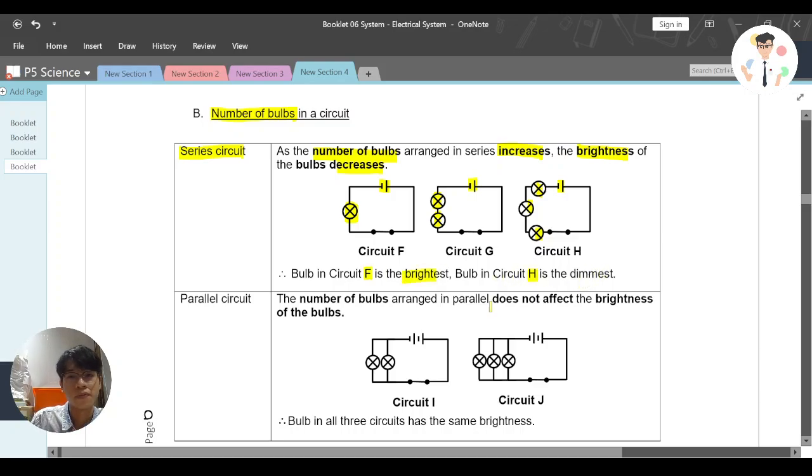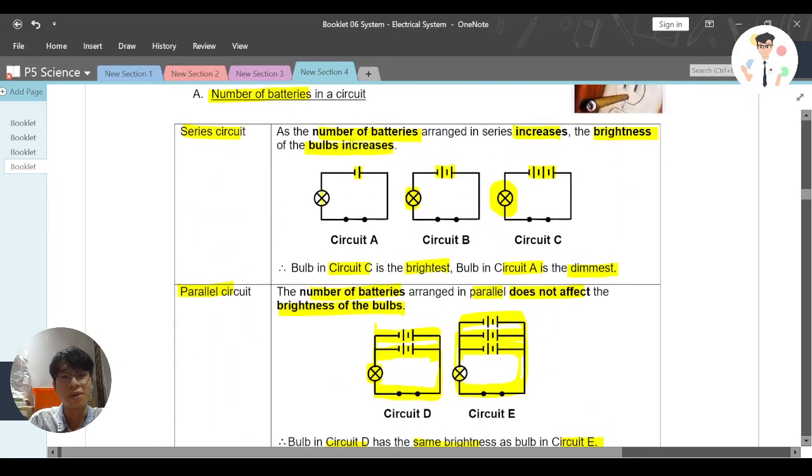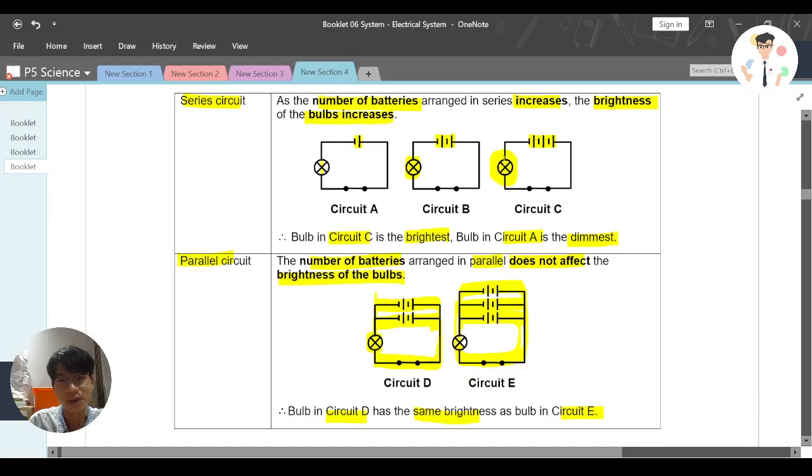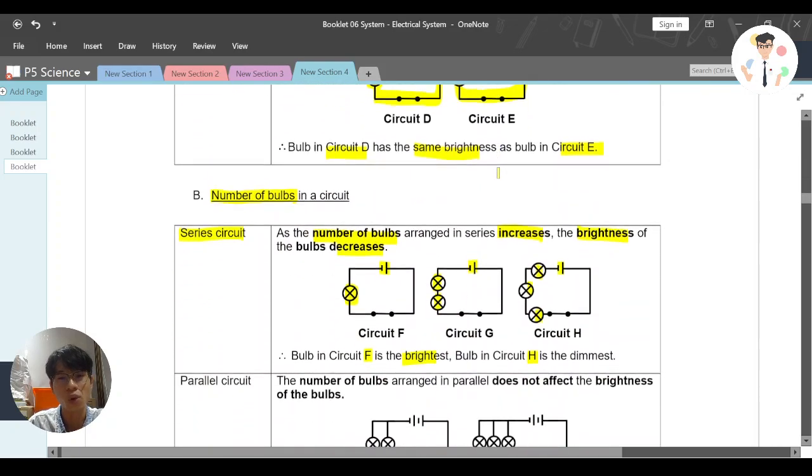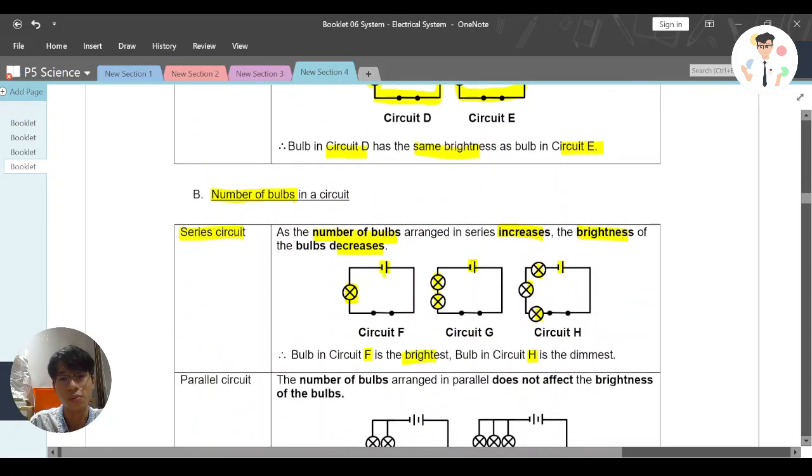If I compare with the batteries just now, you can imagine that a battery is like a snack. When I have more snacks, I can eat more and become happier. That's why I'm brighter here. But if I have only one snack and need to share with more students, I'll be less happy because I only eat a few.